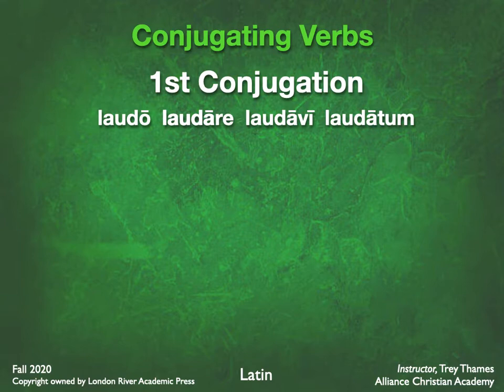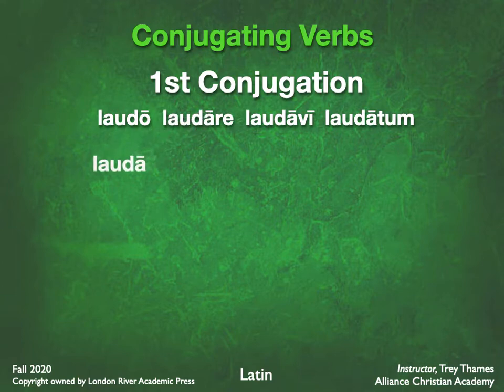L-A-U-D-A, long A, R-E. That long mark, that line over the A, demonstrates that it's a long vowel, and that line is called a macron, M-A-C-R-O-N, macron. And that shows you that it's a first conjugation verb. So we find the stem simply by dropping the R-E off of that second principal part, and that leaves us with lauda, L-A-U-D-A, and of course you add that to your endings.